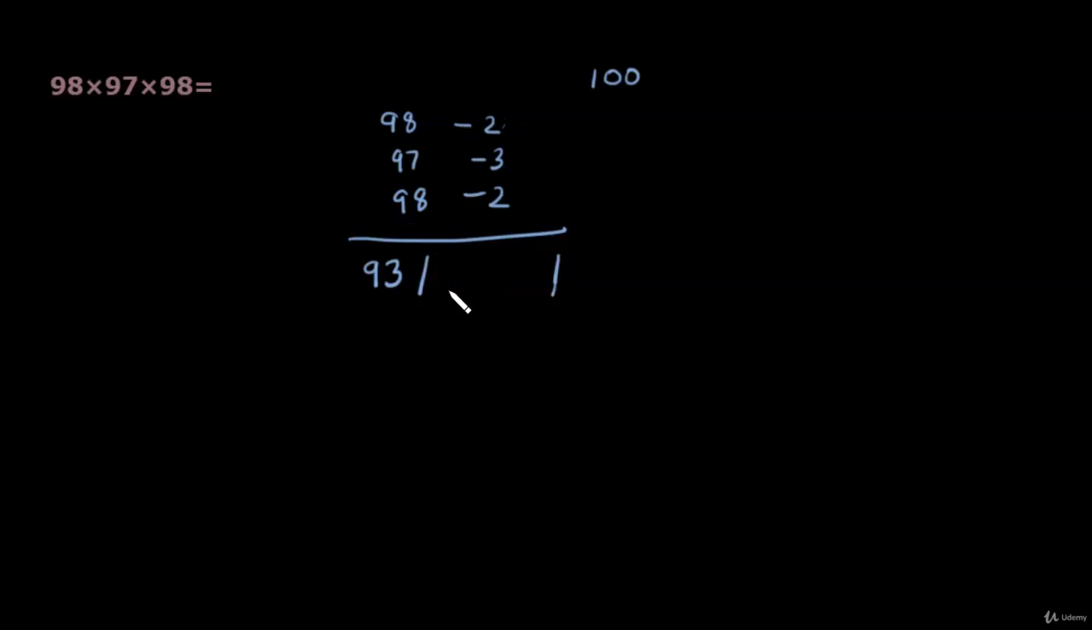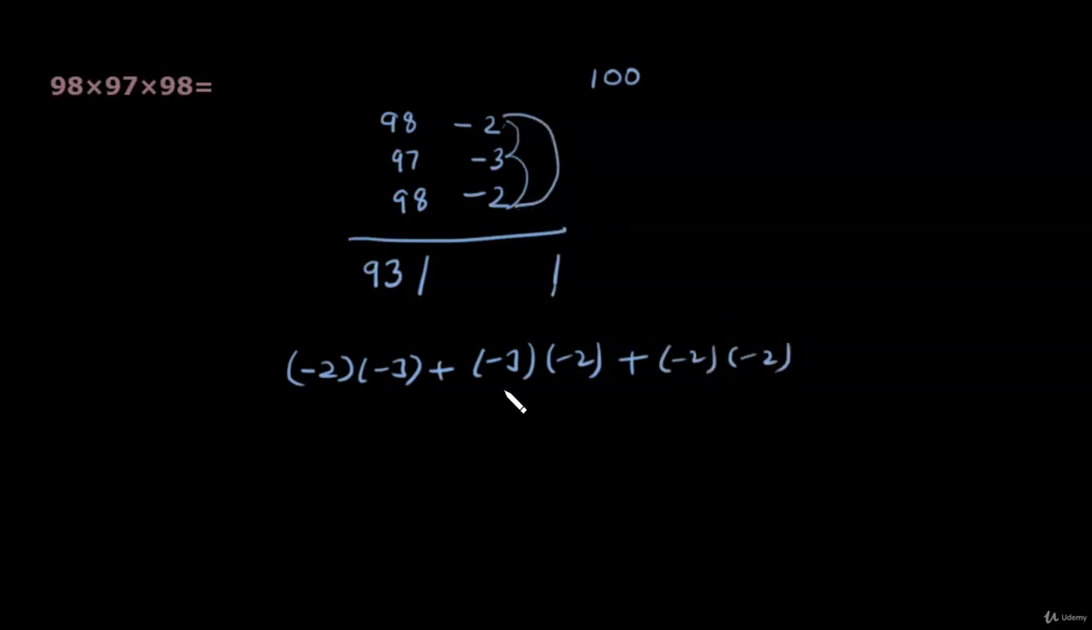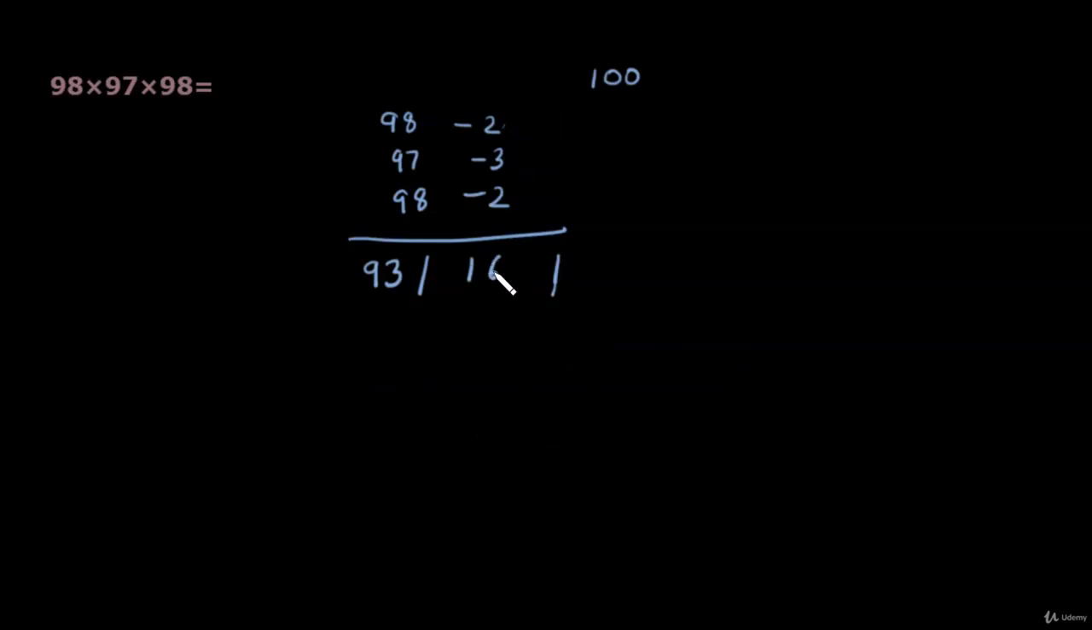And for writing the second part of the number, we will multiply these pairwise, like -2 and -3. We are multiplying these two parts. That means in order to find the second part of the number, we will multiply these deficiencies pairwise. So this is 6, again 6, and this is 4. This is equal to 16. So the second part of the number is 16.